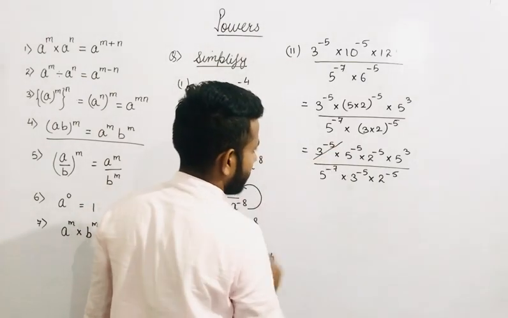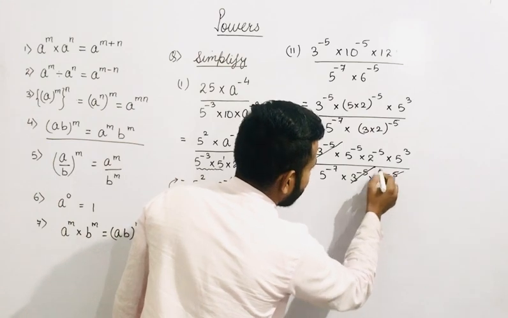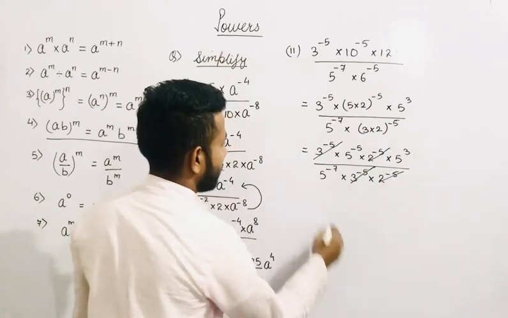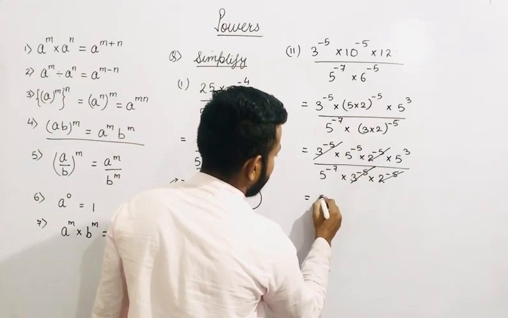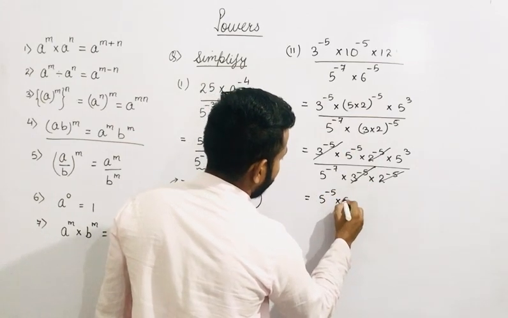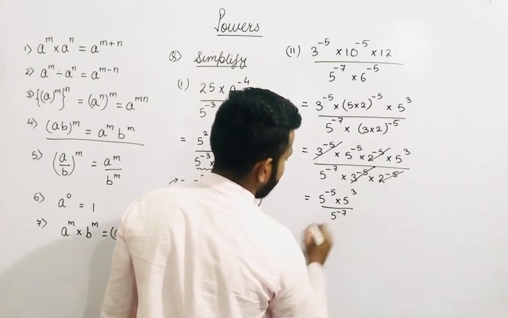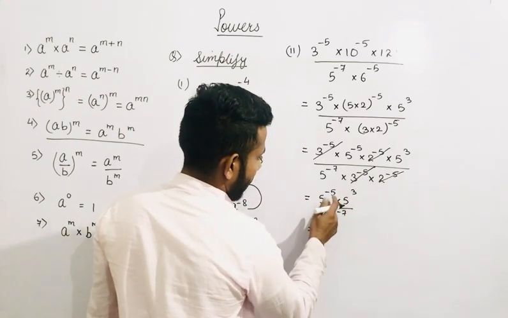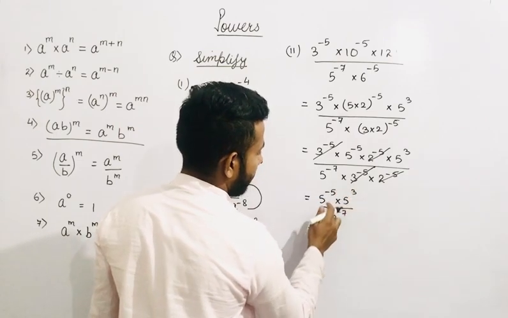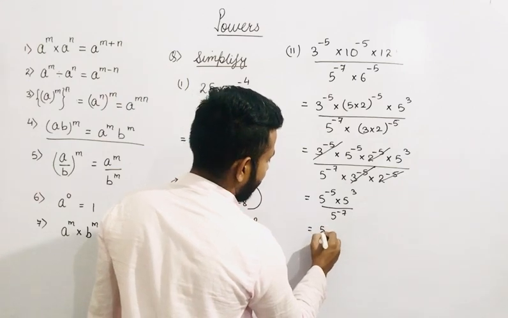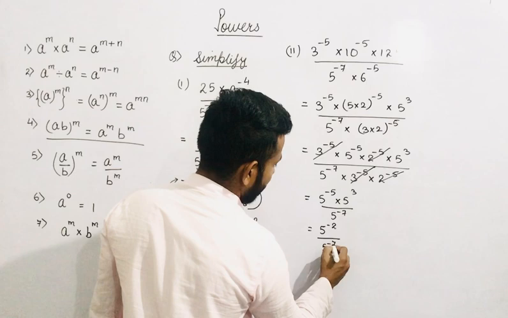This 3 to the power minus 5 and 3 to the power minus 5 get cancelled. 2 to the power minus 5 and 2 to the power minus 5 get cancelled. So 5 to the power minus 5 into 5 to the power 3 by 5 to the power minus 7. Bases are same in between multiplication. First formula, power gets added. Minus 5 plus 3. 5 to the power minus 2 by 5 to the power minus 7.